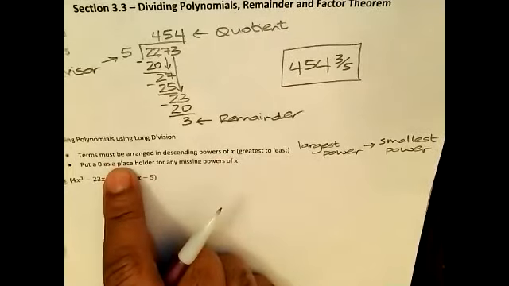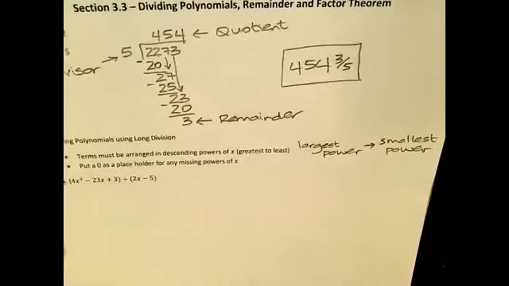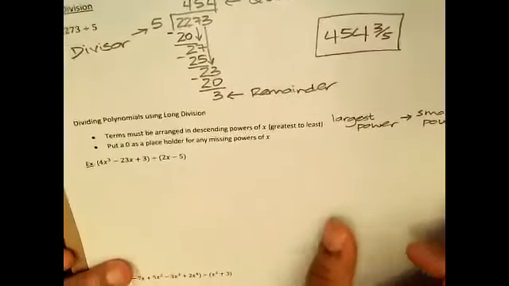Next, we also have to make sure that there aren't any missing powers. If there is a power on the x that's missing, we have to put a 0 there as a placeholder. You will see what I mean by that when I do this next example.